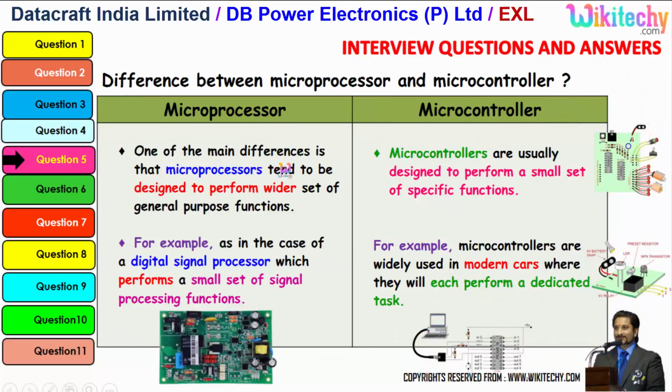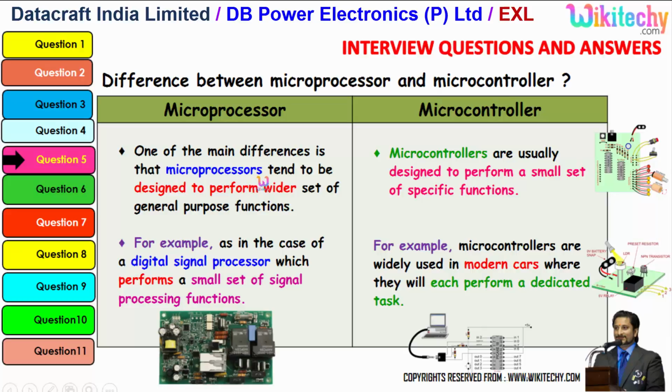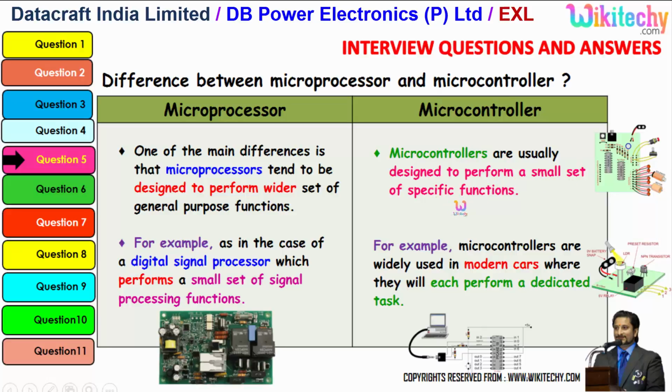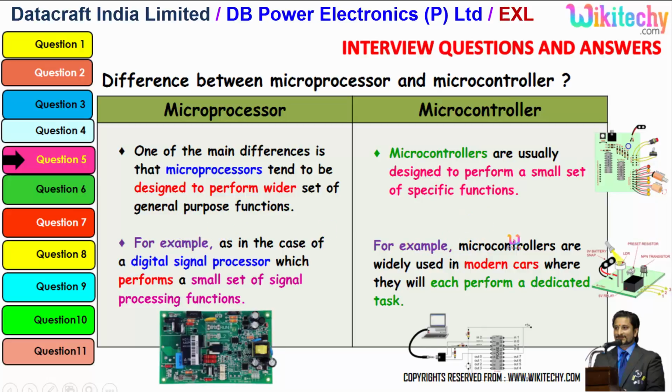One of the main differences is that microprocessors tend to be designed to perform a wider set of general purpose functions. For example, the digital signal processor performs a small set of signal processing functions. Whereas microcontrollers are used to perform a small set of specific instructions or functions. Over here it's general purpose, it's specific. For example, microcontrollers are widely used in modern cars where they each perform a dedicated task.